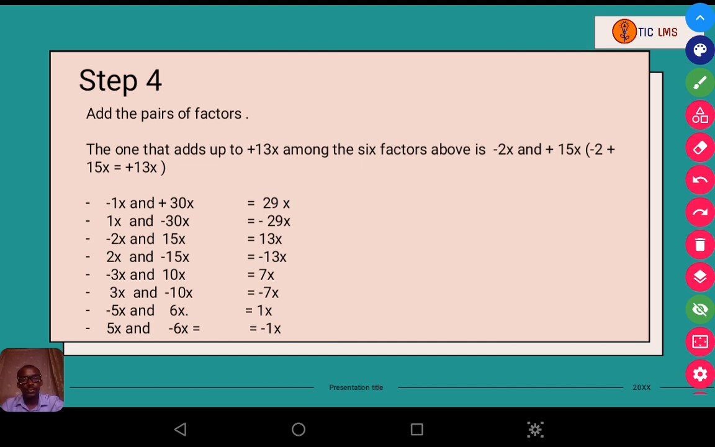And then the step says, which of them adds up to positive 13x? So from here we can see that it is negative 2x and 15x that adds up to 13x. That's what adds up to it. So let's see what our next step says.